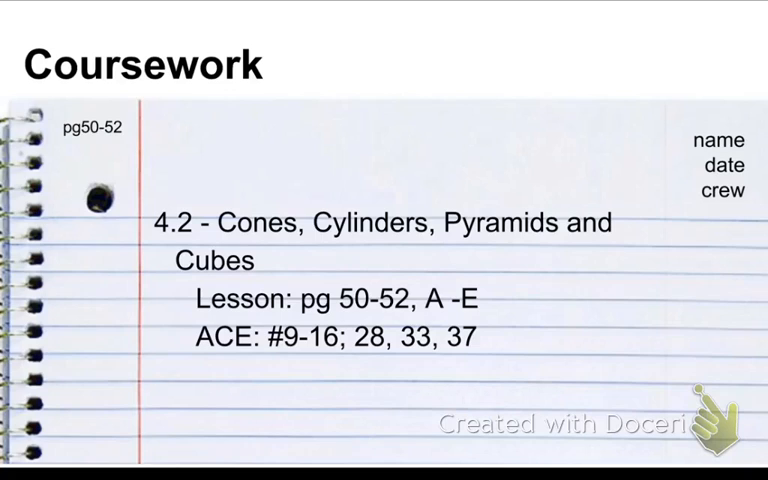And your coursework today takes place on page 4.2, cones, cylinders, pyramids, and cubes, and it's going to be on pages 50 through 52, A through E, and your ACE homework is 9 through 16, 28, 33, and 37. Have fun.